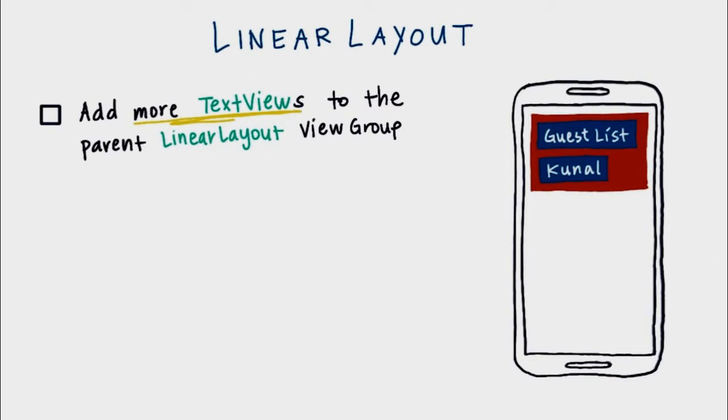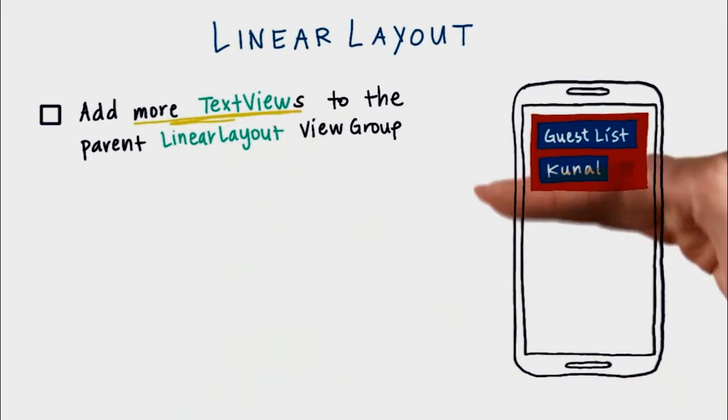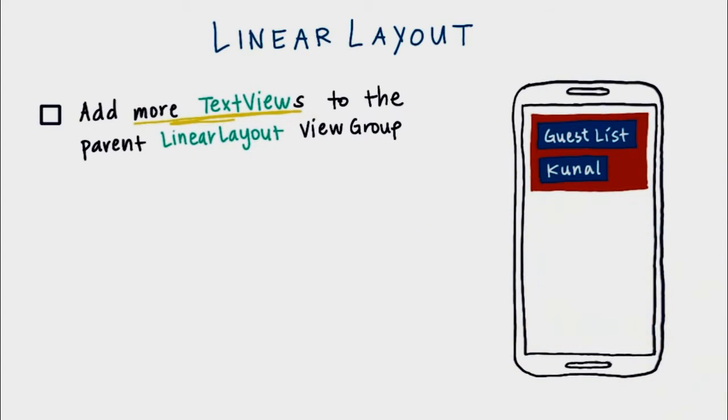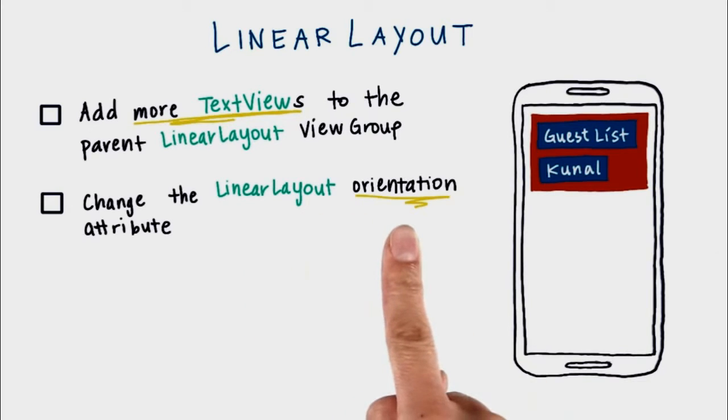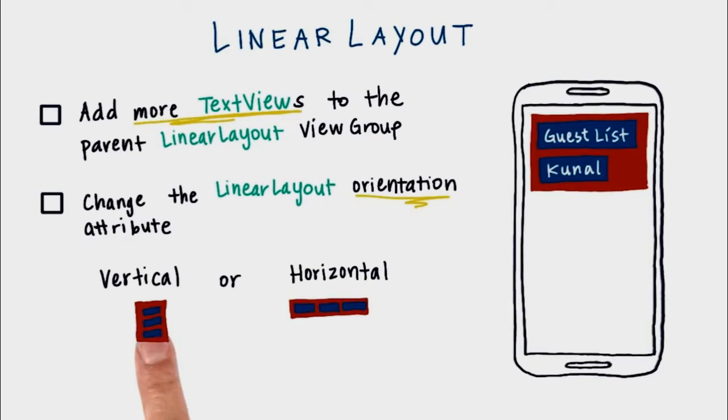Now it's your turn. We want you to be able to experiment with the linear layout code now. Try to add more text views so there's more items in this column. Who would you put on an exclusive guest list for your party? Also try changing the linear layout orientation attribute. Remember that it can be set to vertical or horizontal.